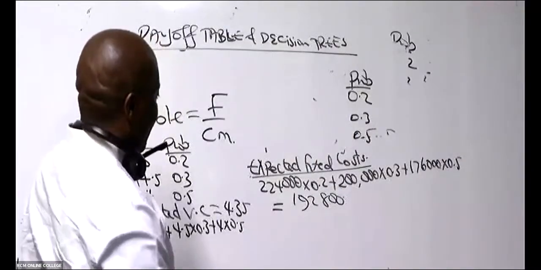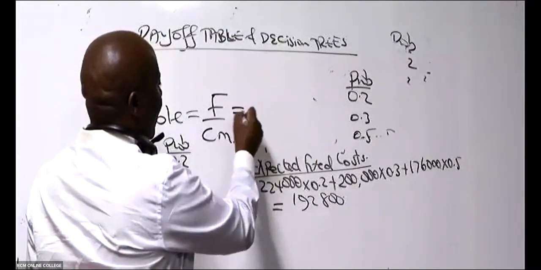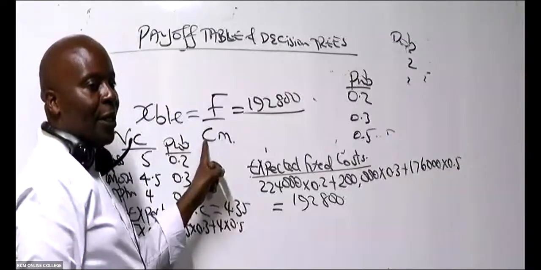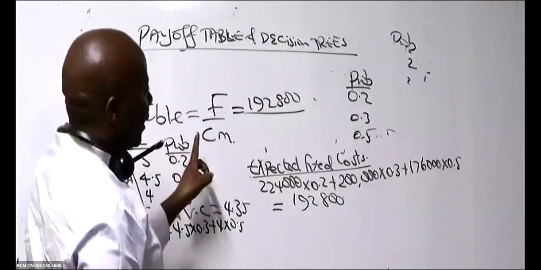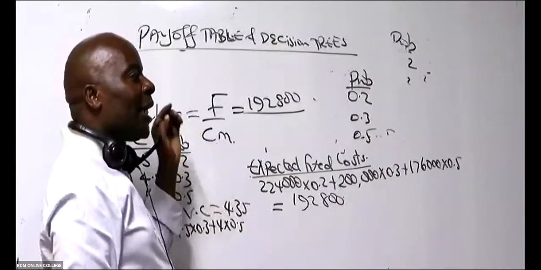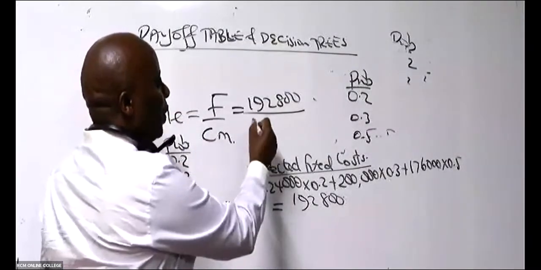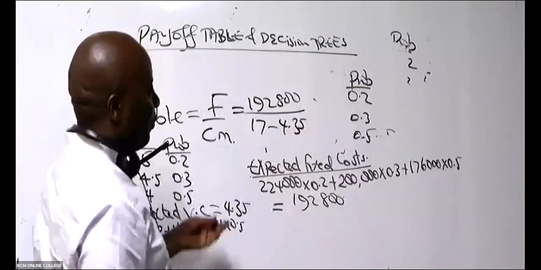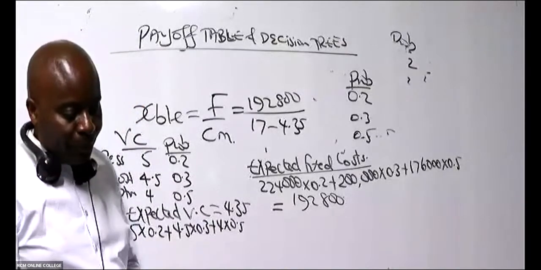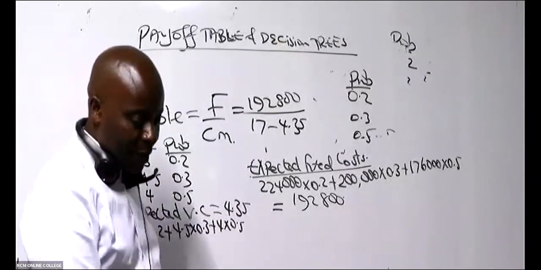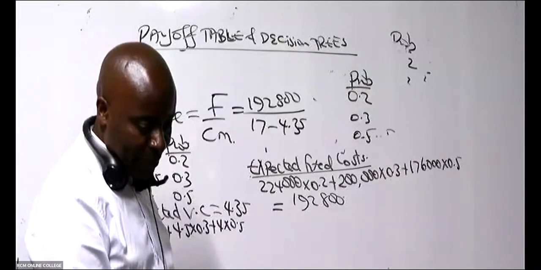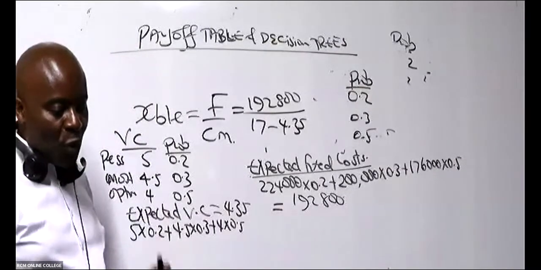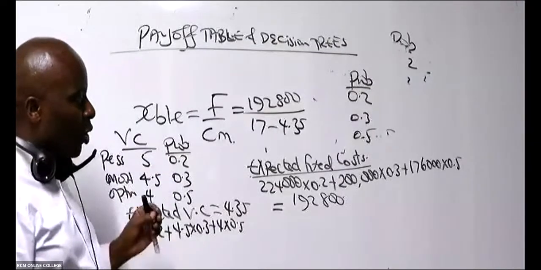Because I know that the fixed cost here is 192,800 divided by CM. CM is price minus variable cost. What is the selling price here? It is the price that you have recommended above, which is 17 minus this 4.35. Is there somebody who is able to give us an answer now? 15,241. That is what you needed to have done to get the break-even quantity.